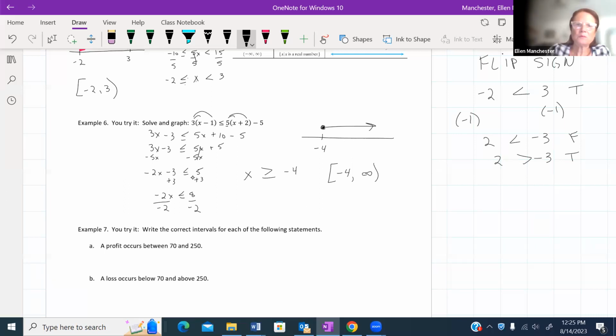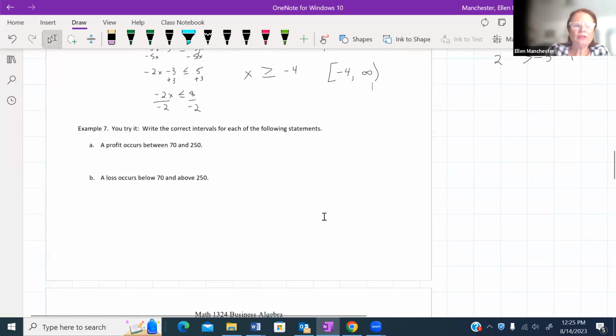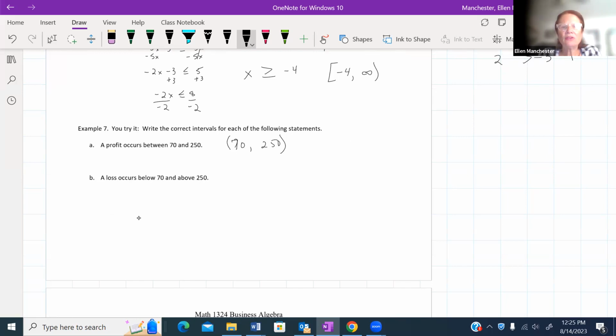Okay. All right. So with this one, all you're doing is you're writing the correct intervals. So a profit occurs between 70 and 250. So with interval notation, we go from 70 to 250. It says nothing about including 70 and 250. So that's why it's not included. That's why I use parentheses. It's between 70 and 250.